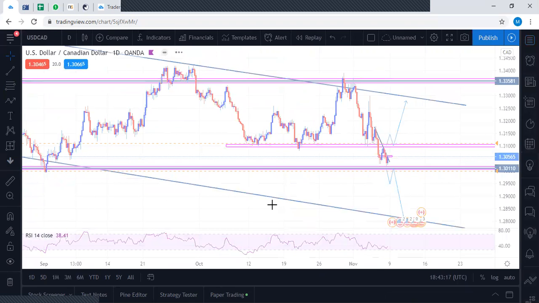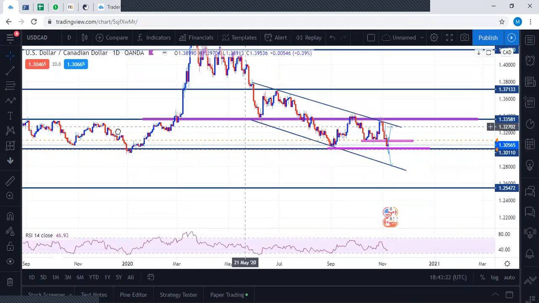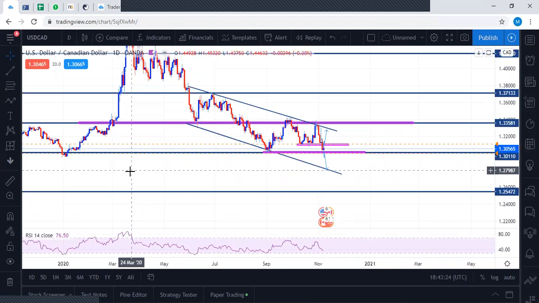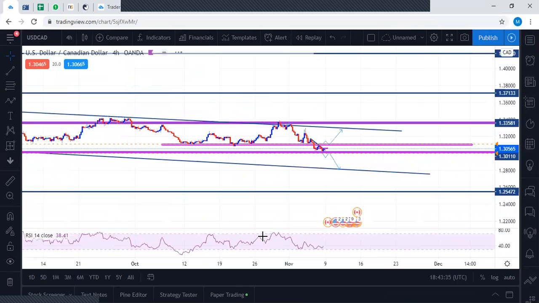Price is in a descending channel, giving multiple touches on this channel: 2 touches at the bottom, and 1, 2, 3, 4 touches at the top. So what am I expecting to see touches to trade on this USD CAD?